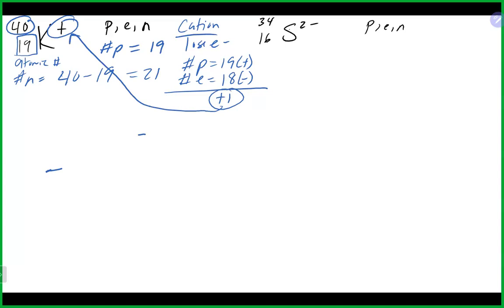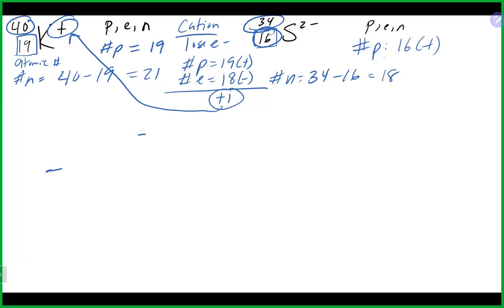We take a look at the next one. Once again, we have the atomic number given to us, which is 16. So right off the bat, that's our number of protons, which is 16. We could do our neutrons. Number of neutrons is going to be 34, which is our mass number on top, minus our atomic number, which is 16, and that's 18, I think.